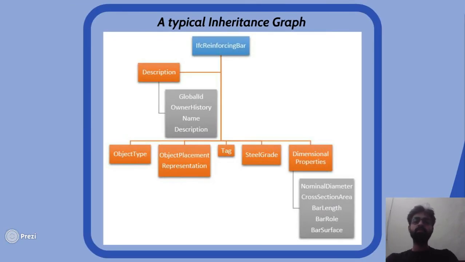Next, a typical inheritance graph. As per IFC, the inheritance graph is like entities and further entities described. So we made a simple inheritance graph by understanding, for example, IFC reinforcing bar. So we have the description properties, the naming, description, owner history, global ID, and further we have properties like object type, object placement, representation, the tag, the steel grade, and dimension properties may include nominal diameter, cross-section area, bar length, bar role, and the bar surface. So this is a typical inheritance graph of a particular entity. IFC slab may have some other type of inheritance graph, then IFC wall, IFC beam, and so on.